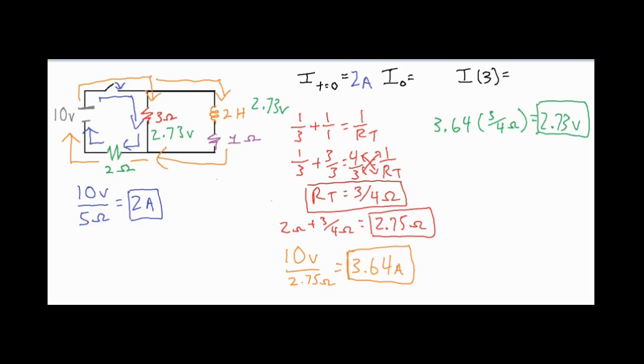Now that's going to help us get our current. We know that the voltage across that branch is 2.73, and then divided by that 1 ohm of resistance from our purple resistor right over here, which comes out to a nice easy 2.73 amps. Okay, and that is going to be our I naught.